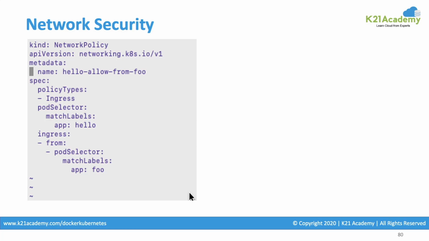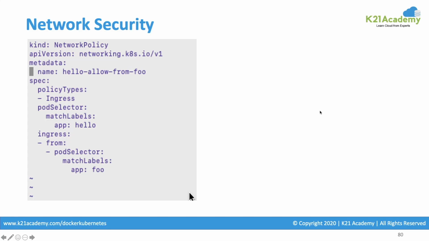It has an API version on which the network policy kind was introduced, and metadata associated with this network policy. That is the name of the policy. I am saying I would allow hello, allow from foo. So I'll be allowing traffic from a specific label to a specific label of the pod.